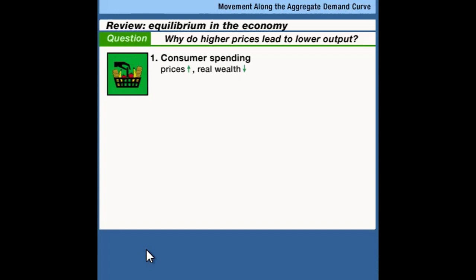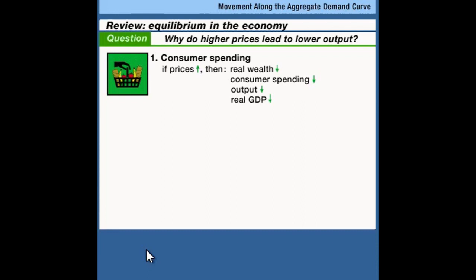Now, the shrinking real wealth causes households to feel poorer, and when they feel poorer, they reduce their consumer spending. Now that consumers are buying less stuff, businesses don't want to make as much stuff. Otherwise, they'll be stranded with a lot of excess inventory. So a reduction in consumer spending leads to a reduction in factory output, and that means a shrinking real gross domestic product. So the first channel through which rising prices lead to a shrinking real gross domestic product is through the channel of real wealth and its effect on consumer spending.